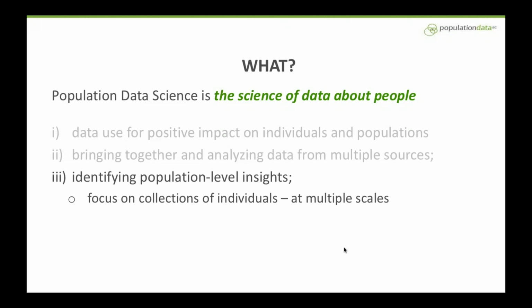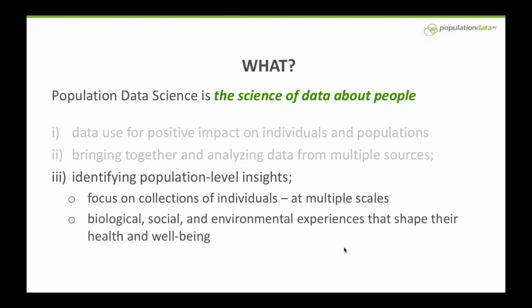And it's really important to remember, too, that we're talking about it at multiple scales. So while we're talking about population level, that doesn't necessarily mean that we're always talking about a country's population or a state or province's population. This could be a community, a vulnerable population group. It can function at many scales, from a small number of people to a very large number of people. But the focus really is on collections of individuals. And really, we want to be able to find insights through this complex data linkage, so that we actually understand biological, social, and environmental experiences, all of the things that shape our individual and collective health and well-being.